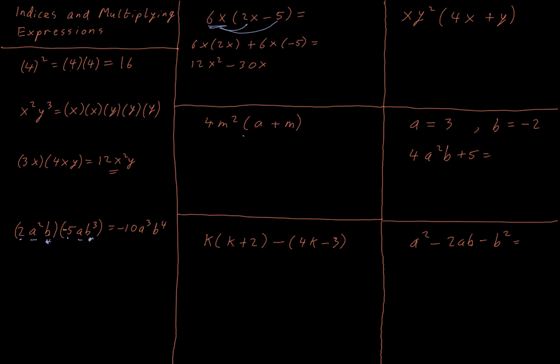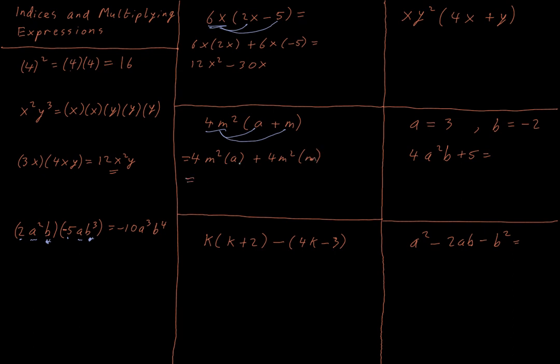Now, let's keep going. So I have 4m squared, and I'm going to multiply it by each thing inside the bracket. So I draw in my guidelines to get it stuck in my memory of what I need to multiply. So this is equal to 4m squared multiplied by a plus 4m squared multiplied by m.